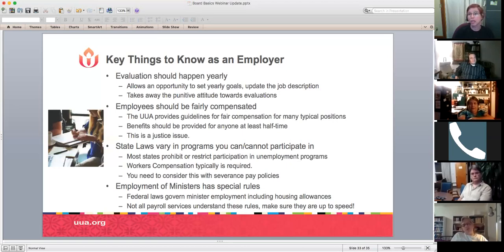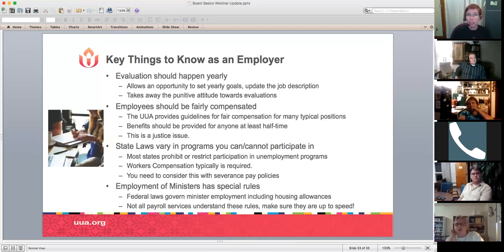If evaluations are done yearly and there's always a process through them, that should not be the case. Your employees should be fairly compensated. The UUA does provide guidelines for fair compensations for most typical positions and includes benefits in that. Benefits are expected to be provided for anyone at least half-time. And I'll be perfectly honest, this is a justice issue.